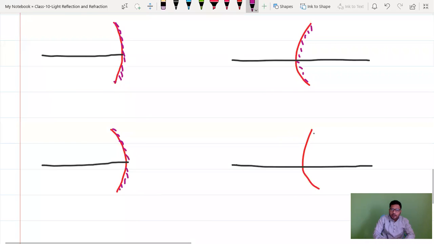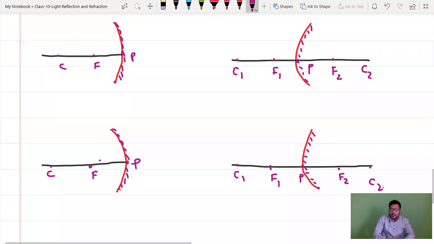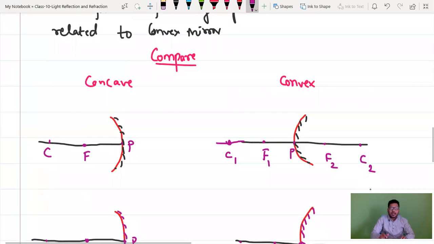Again, whenever your teacher is drawing this one, it will be easy for you to draw. P, F, C. Here P, this is F1, this is C1, this is F2, this is C2. Here same, pole P, focus F, center of curvature C. This side pole P, focus F1, center of curvature C1, here focus F2, center of curvature C2. Okay, now let us compare four rules.